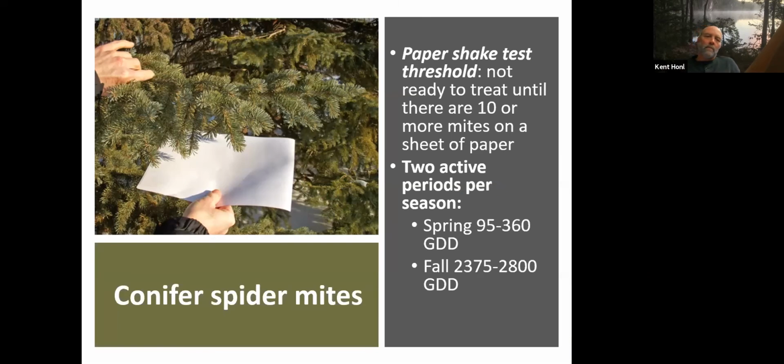If you go out and do this paper shake test, you just put a white sheet of paper under a spruce branch and shake it and see if you get 10 or more mites on a sheet of paper. And if it's above that, you probably want to enact some treatment program. If it's below that, let the ladybugs and lacewings, other kind of creatures come and step in and do their biological control on them.